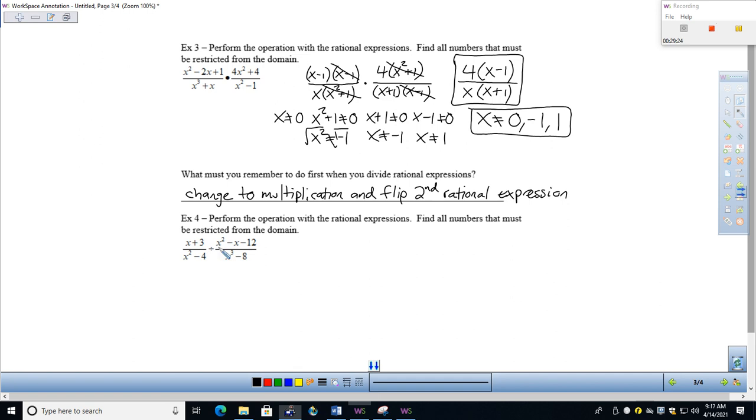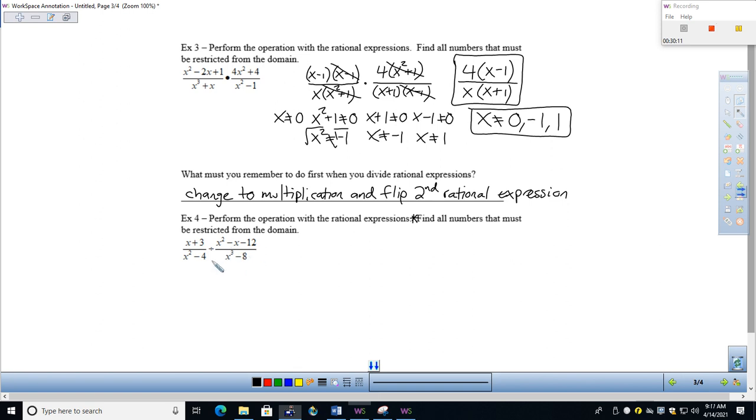So here's what we have to be careful of in this one. Put a little asterisk somewhere around here: find all numbers that must be restricted from the domain, because division is a little bit harder. So let's go through it. First of all, in this individual fraction, I know the denominator can't be 0. Can you very lightly circle that for me? Okay. Also in this individual fraction, I know the denominator can't be 0. Can you circle that for me?